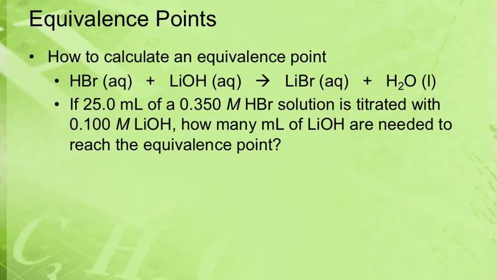I'm just going to show you the shortcut for this, okay? The shortcut only works in one situation, which this one does apply to. So the shortcut is this equation: MaVa equals MbVb. That's the molarity of the acid times the volume of the acid equals the molarity of the base times the volume of the base.